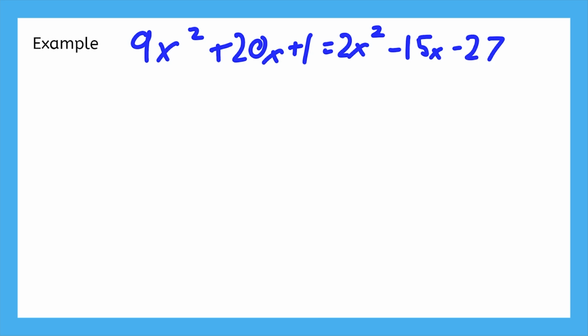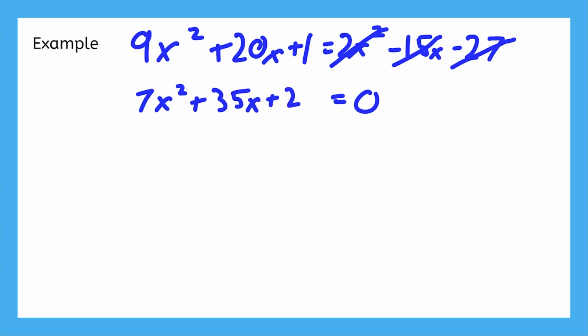The easiest way to solve a quadratic equation is by having one side be 0. To do that, we need to zero out everything on the right side. So we subtract 2x squared, add 15x, and add 27. Now all the terms are moved to the left side, and we've got 0 on the right. Now we have to factor.